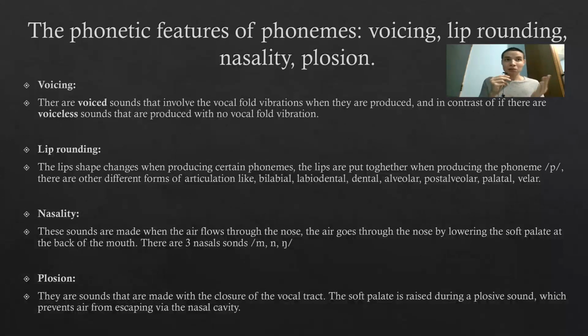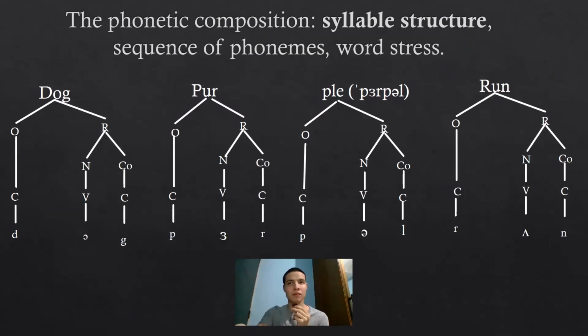Nasality refers to the sounds that are made when the air flows through the nose. The air goes through the nose by lowering the soft palate at the back of the mouth. There are 3 nasal sounds like M, N, or NG. Plosives are sounds that are made with the closure of the vocal tract. The soft palate is raised during the plosive sound, which prevents the air from escaping through the nasal cavity.